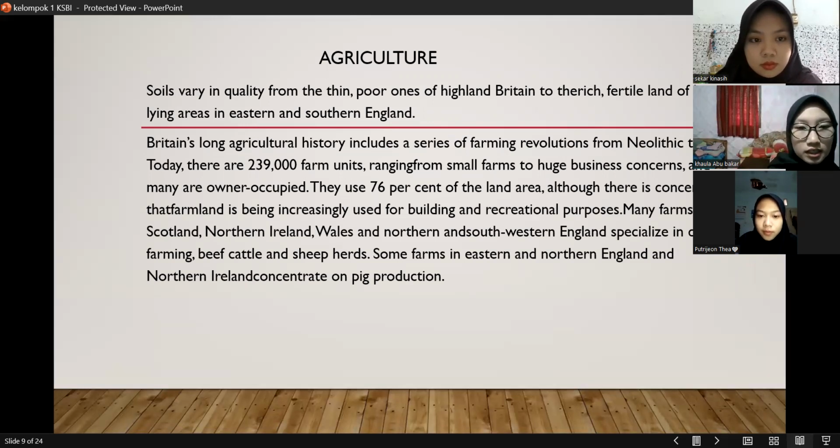Today there are 2,239 farm units, ranging from large farms to small farms, run as family businesses, and many are owner occupied.